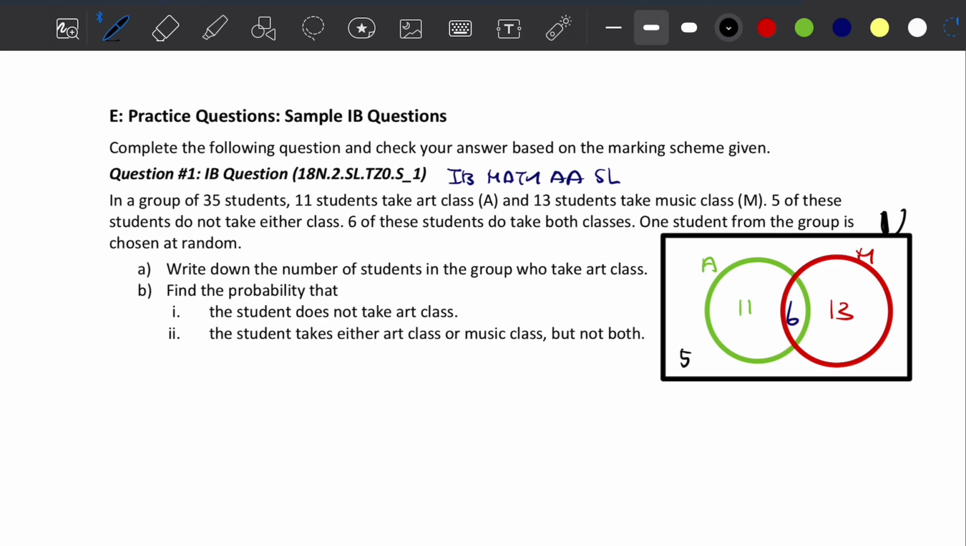Okay. Then we need to write down the number of students in the group who take art class, right? So question A, we need to write down the number of students in the group who take art class. So we do 11 plus 6 is 17, and 17 is the number of students who take art class, right?